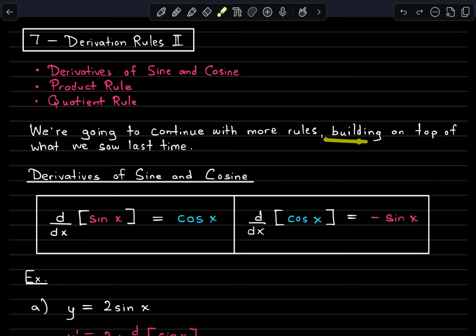All right, so we're going to build on top of what we saw last time, which was the power rule, the constant multiplier rule, sum and difference rule, and the derivatives of exponential functions.